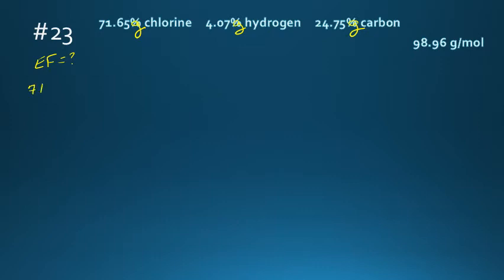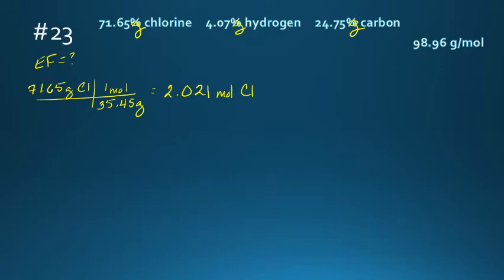So 71.65 grams of chlorine, 35.45 grams of chlorine for every 1 mole, and that's going to equal 71.65 divided by 35.45. We get 2.021 moles, and I'm following sig figs here, of chlorine.